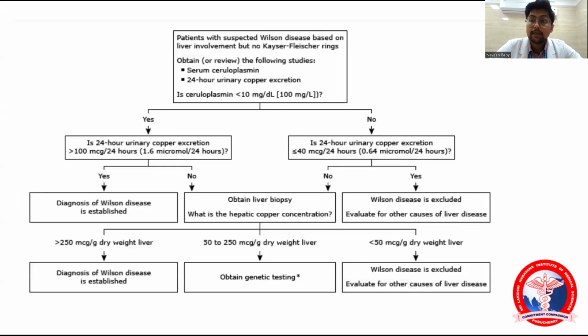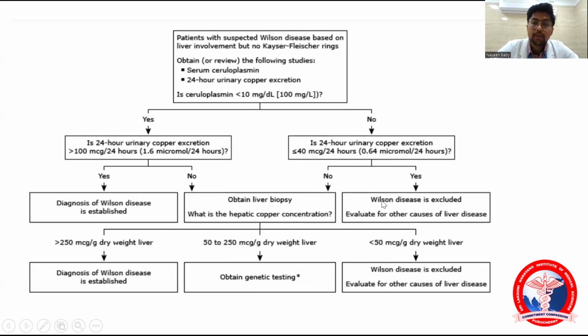Next, in patients who do not have KF rings but have liver involvement, again you do the serum ceruloplasmin and 24-hour urinary copper levels. Here, the cutoff is again lower. Serum ceruloplasmin should be less than 10 milligrams per deciliter. Only then can you diagnose the patient. And if yes, then the 24-hour urinary copper level should be more than 100 micrograms per 24 hours, and if yes, then you have a diagnosis of Wilson's disease. If not, again, you have to obtain a liver biopsy here. Similarly, here also the cutoff is 24-hour urinary copper excretion less than 40 micrograms per 24 hours.